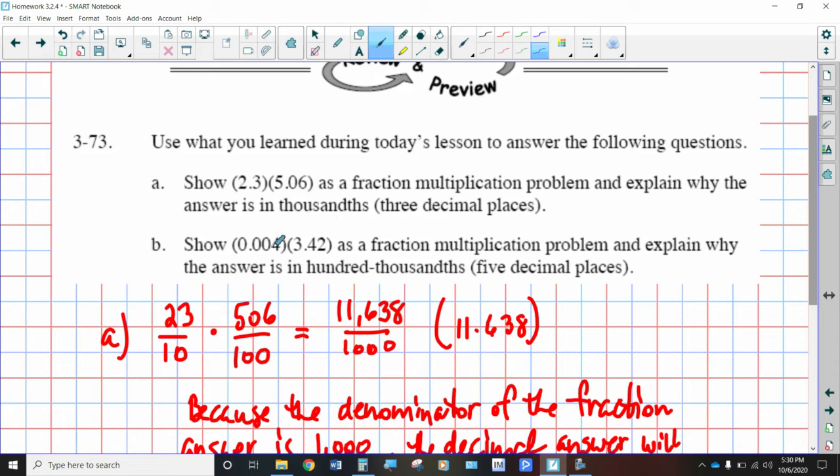It's not going to work for problem B. It doesn't always work, but in this case, it does. You know when you multiplied 506 times 23, you got 11,638. But that is not the answer, because if I were to round this to 2, that's between 2 and 3, but it's closer to 2. And you round that to 5, then 2 times 5 is 10.